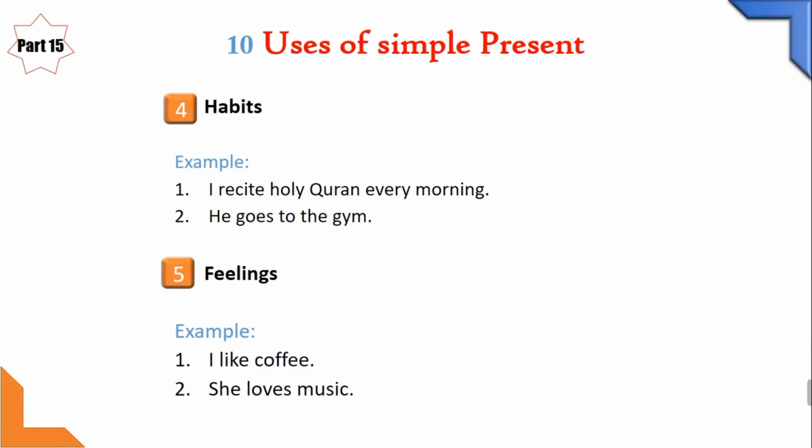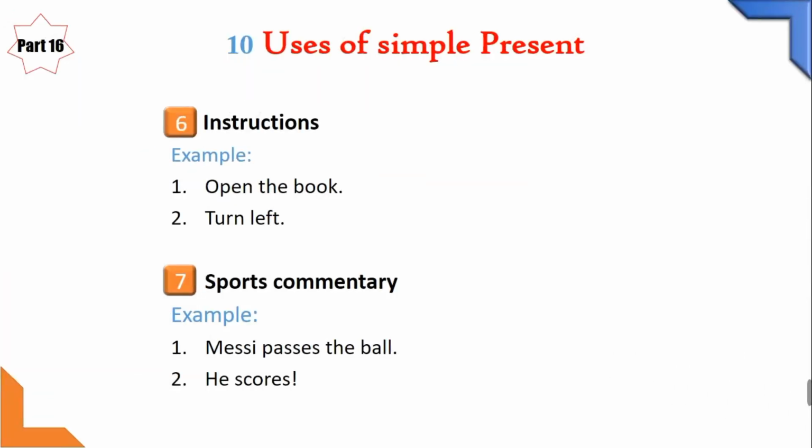Fourth, habits. Example: I recite the Holy Quran every morning. He goes to the gym. Fifth, feelings. Example: I like coffee. She loves music. Sixth, instructions. Example: Open the book. Turn left.